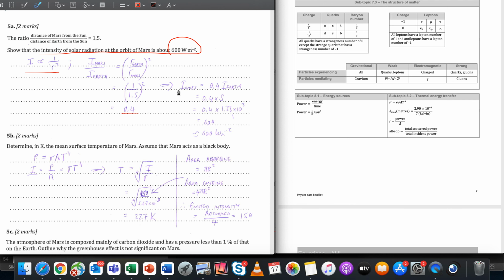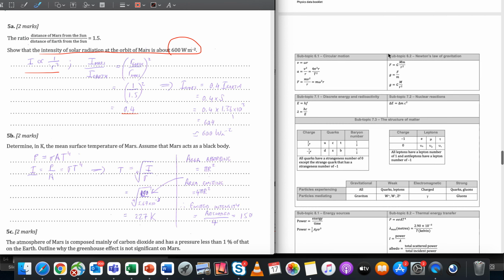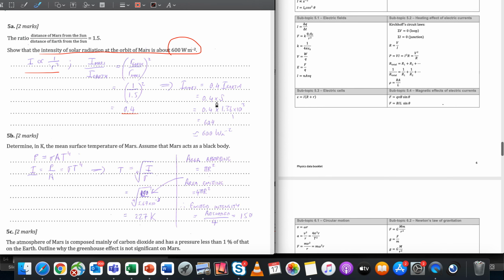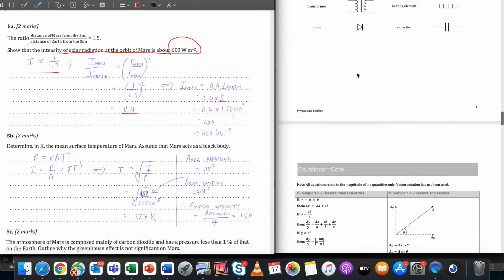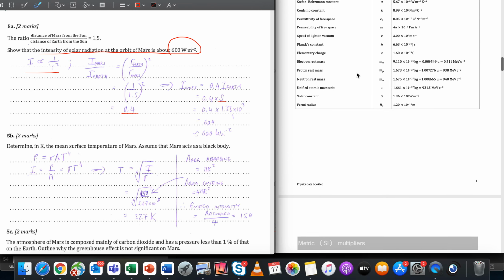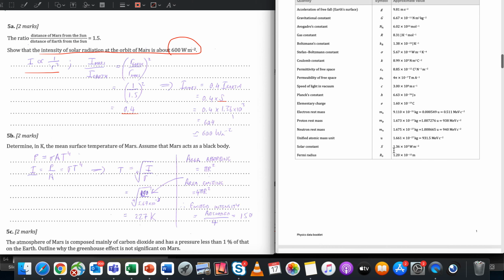What do we then do with that 0.4? Well, we know the intensity at the Earth. That's actually in your data booklet as the letter S. This is the intensity of the sun's radiation at the Earth's surface, and that is 1.36 times 10 to the 3, the solar constant. So if you stick your 0.4 in and multiply by our S, we're left with 604 watts per meter squared, which I think you'll agree is very much our 600 watts per meter squared.